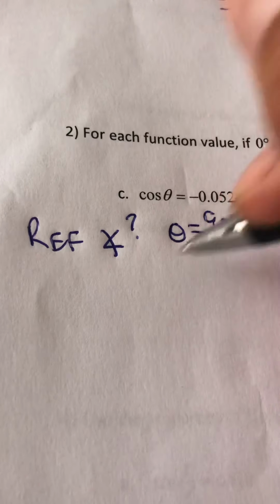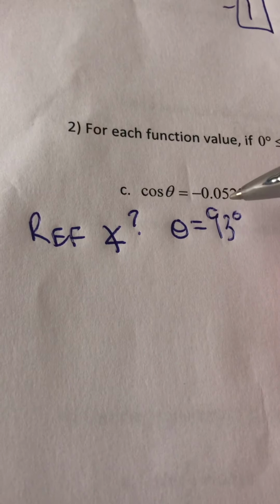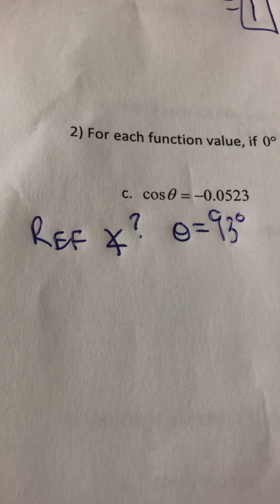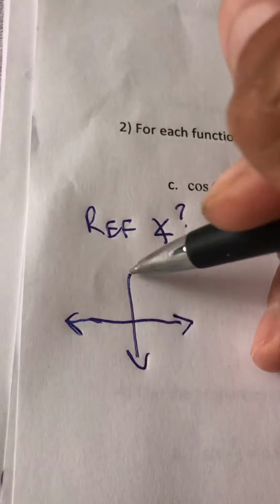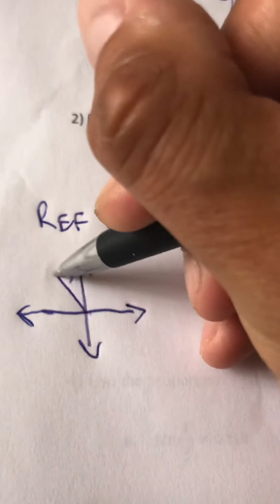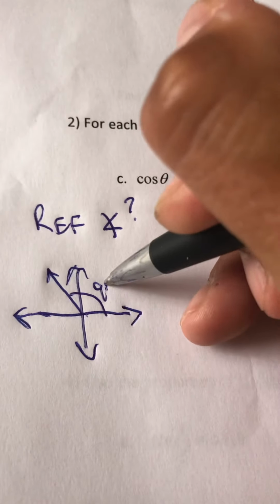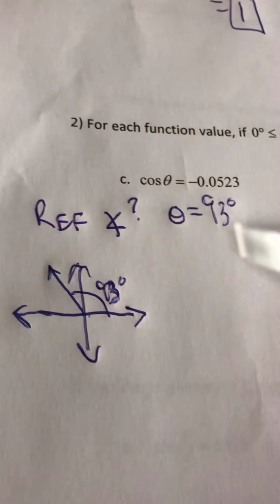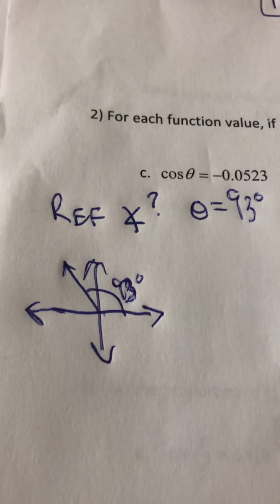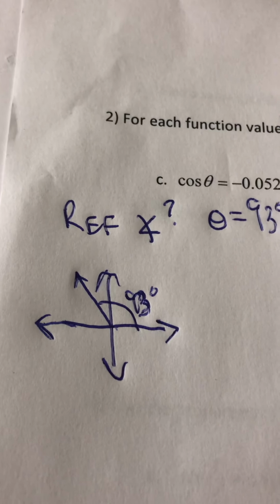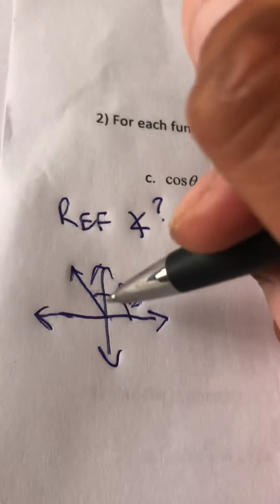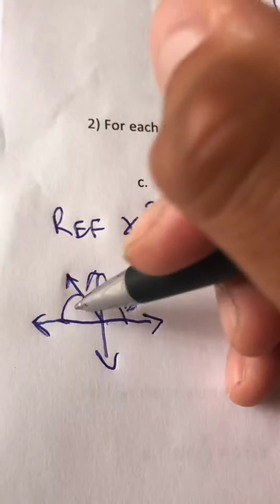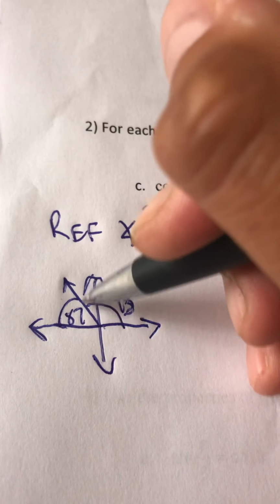So what we're going to do is take our 93 degrees and figure out how close that is to the next closest x-axis. So 93 would be here. That's 93 degrees. So we're just going to do 180 minus 93, which is going to give us an 87 degree reference angle.